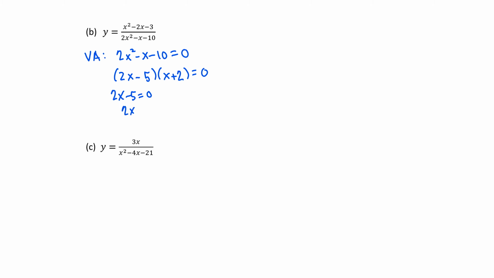If I set that first factor equal to 0 and I solve for x, I end up with x equals 5/2, and very easily we can read the 0 out of that second factor to be x equals -2. So this function has, again, two vertical asymptotes. Now let's go ahead and practice the domain.